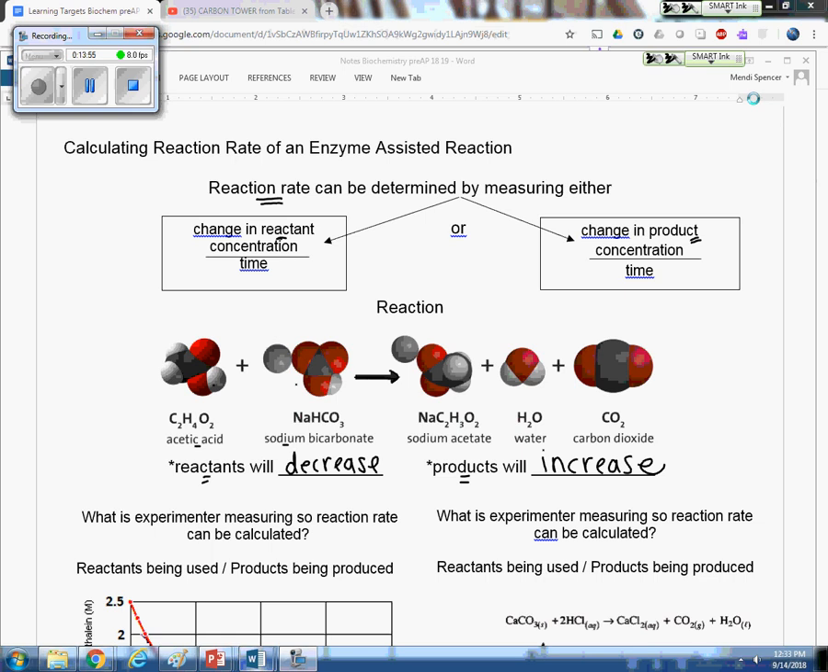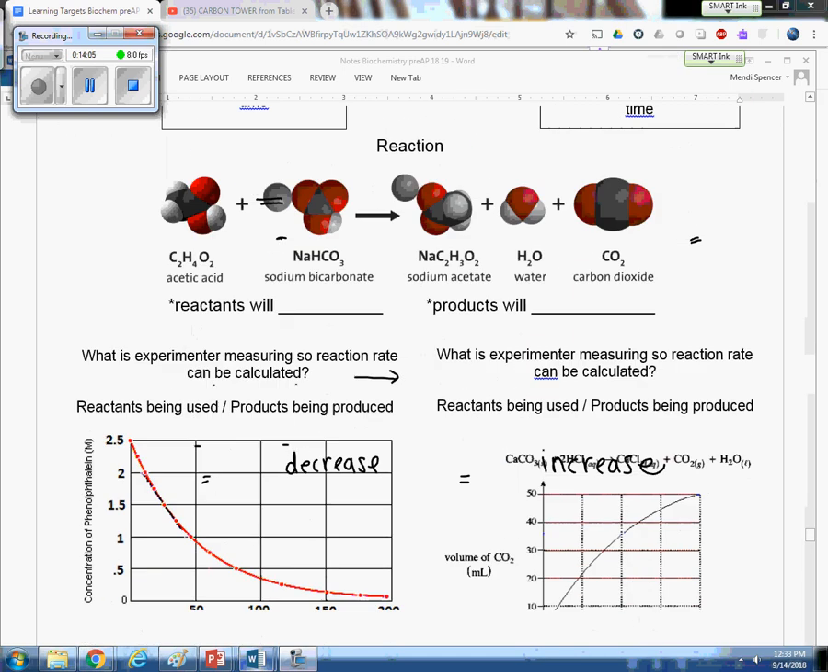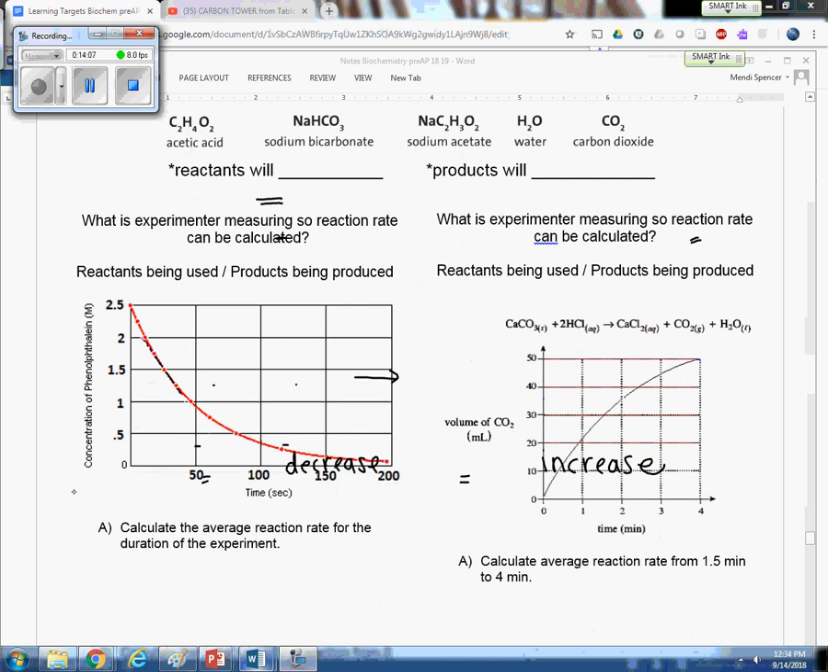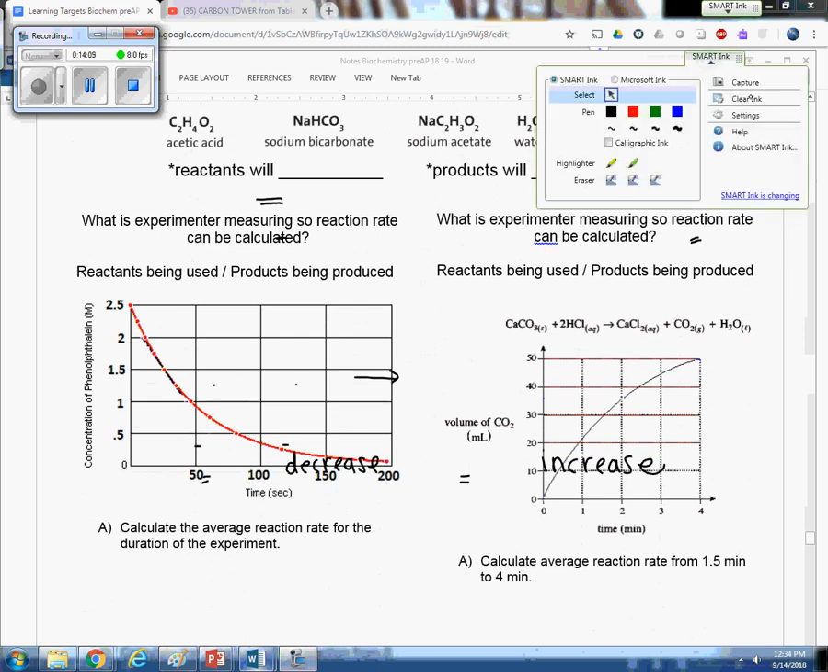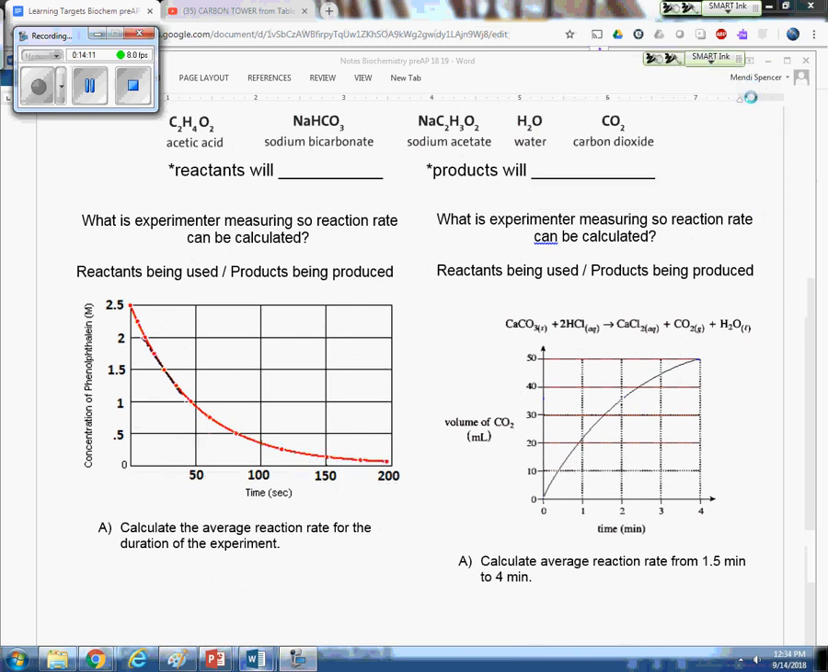Again, think of those cookies that you're making. As you're baking them, you're going to get more and more and more cookies. So the number of products is going to increase as a process is occurring. Let's take a look at these 2 graphs and see if you can figure out what the experimenter is measuring so that we can calculate rate.